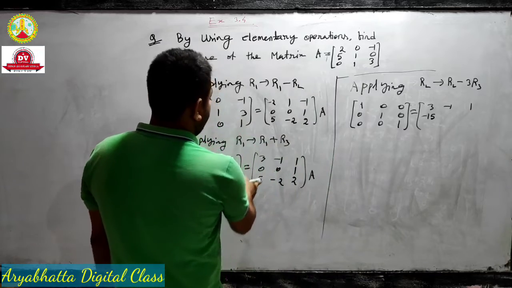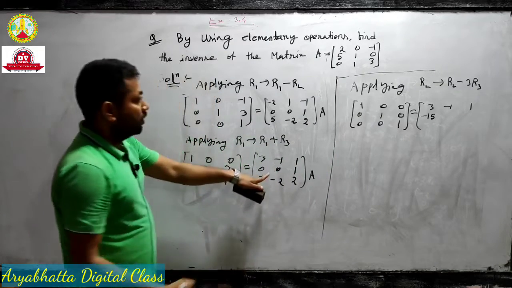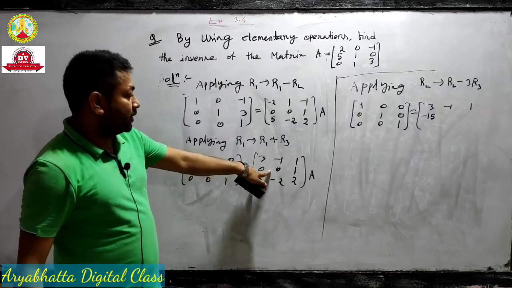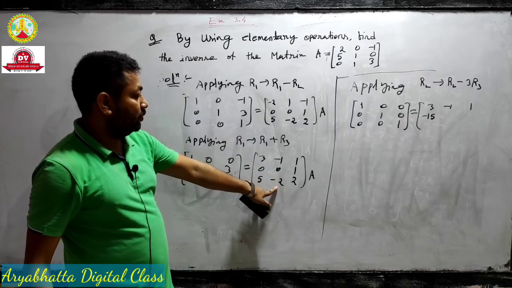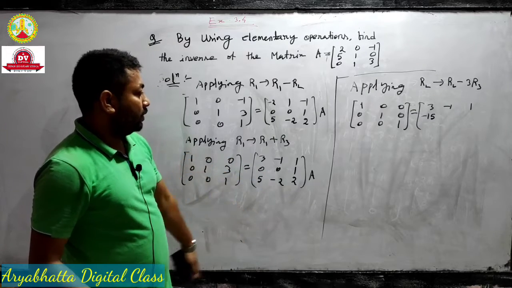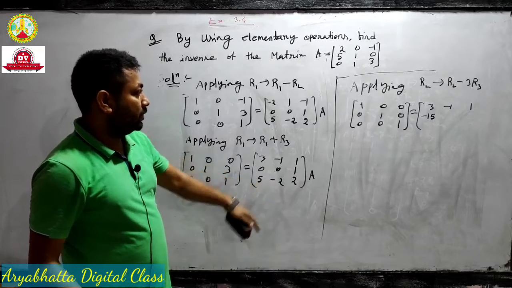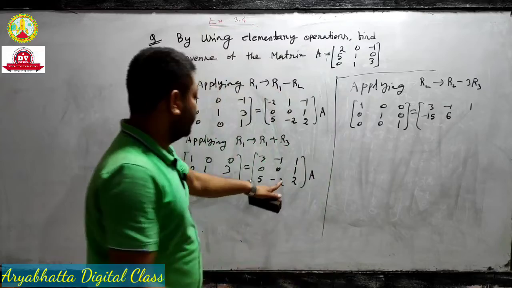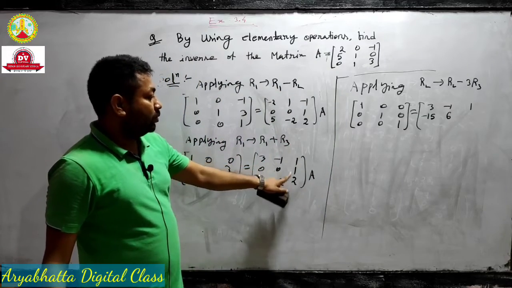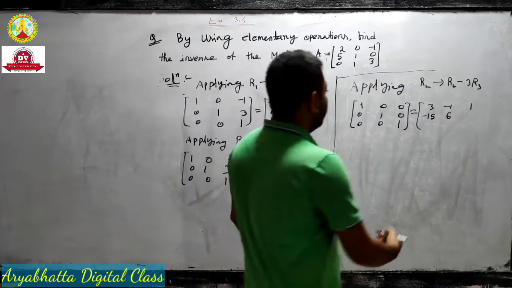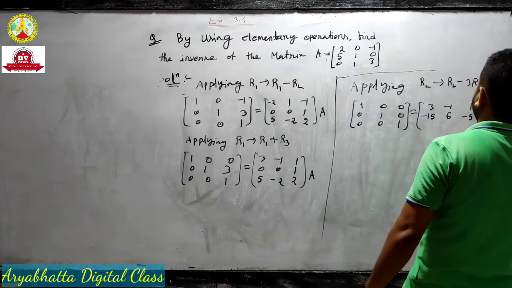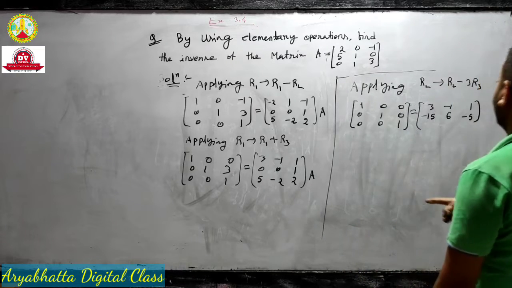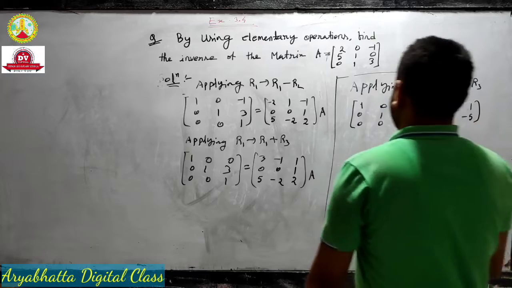Next, R2 minus 3 into R3. 0 minus 3 into minus 2. That means that is equal to 6. Next, 1 minus 3 into 2, 1 minus 6. This is equal to minus 5. So we have 3 minus 1 1, minus 15, 6 minus 5.